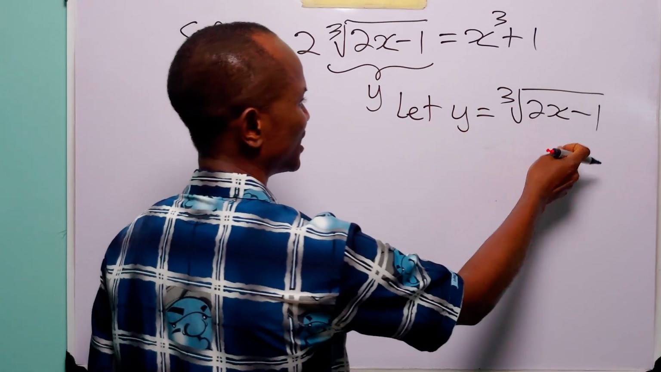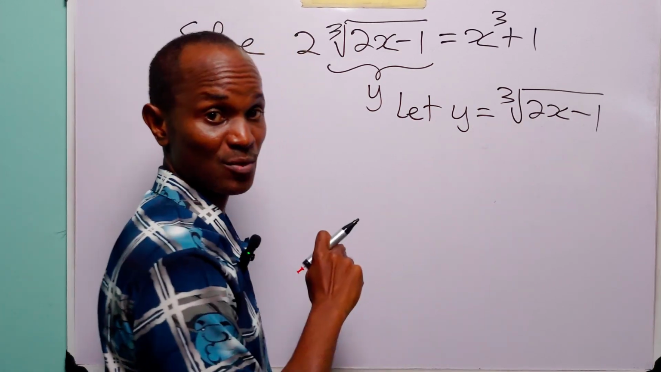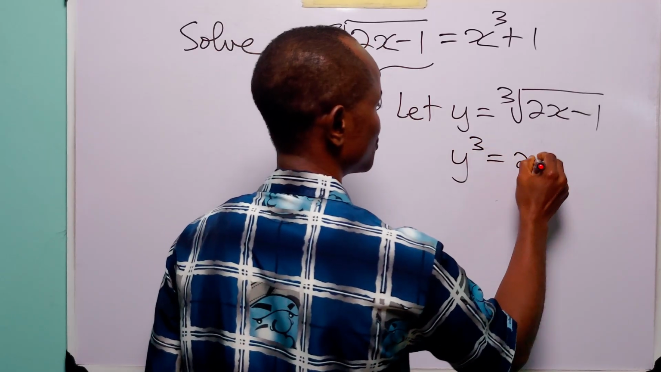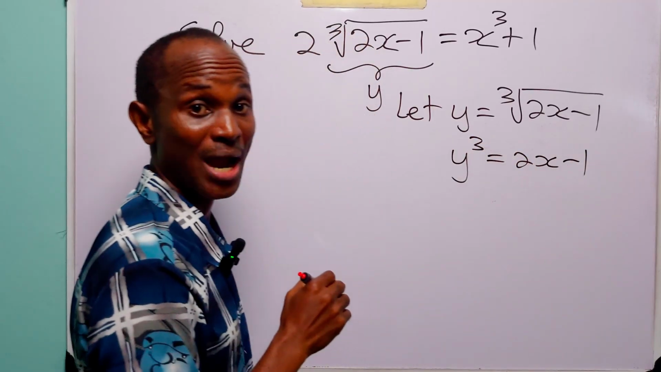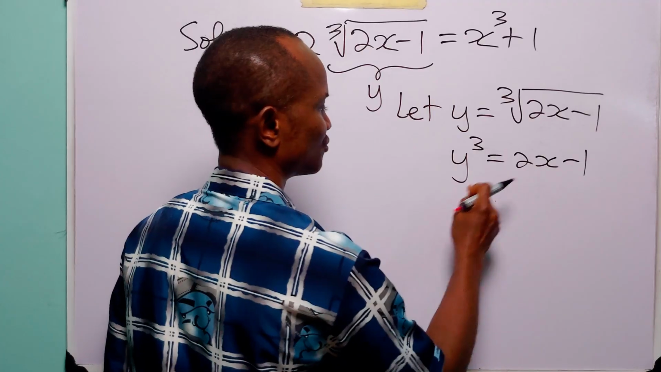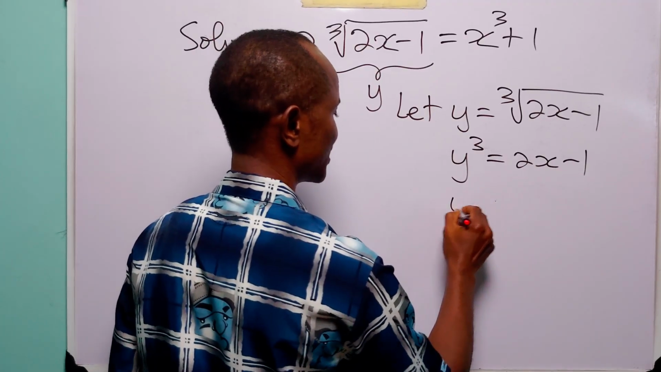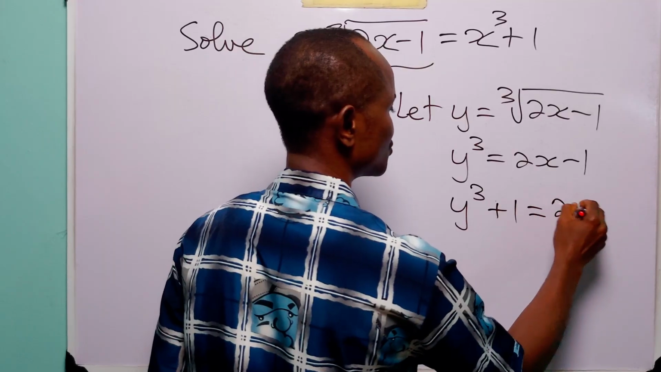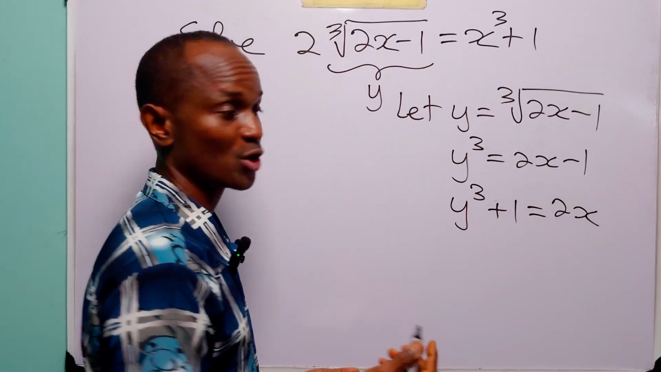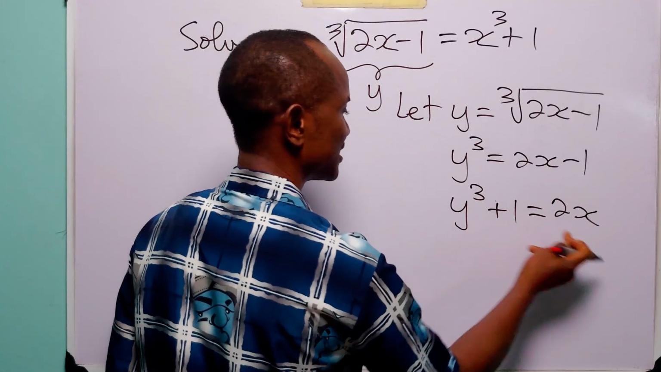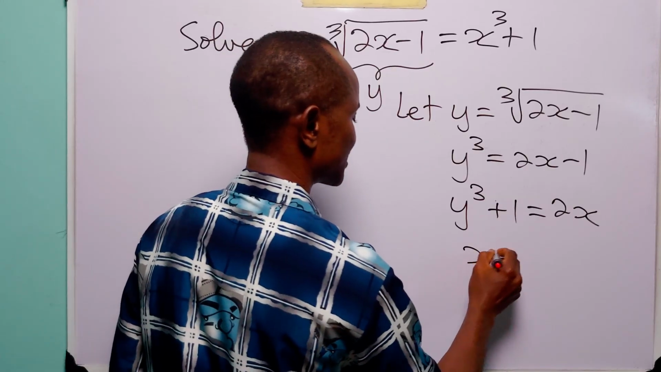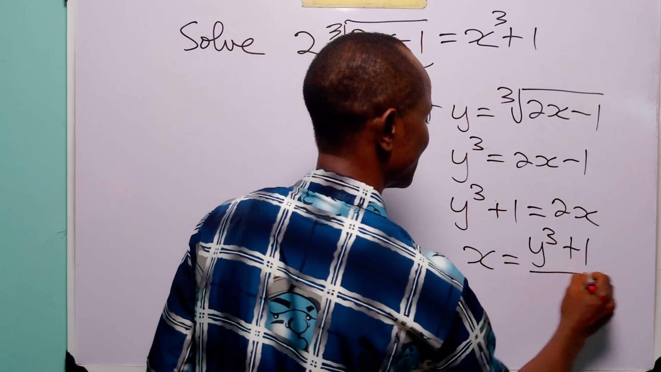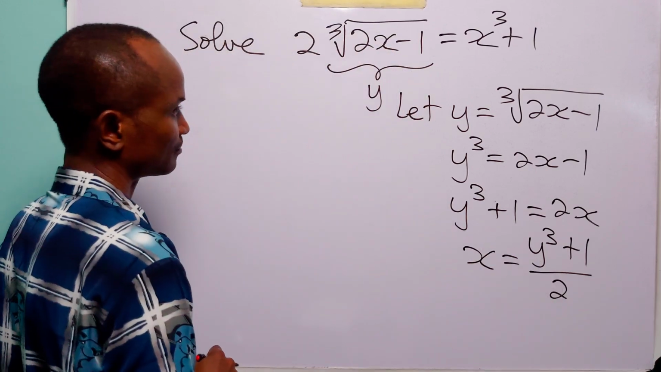Of course, you know that when we cube both sides of this equation, we have that y cubed is equal to 2x minus 1. And when we add 1 to both sides of this equation, we have that y cubed plus 1 is equal to 2x. Of course, when we divide both sides of this equation by 2, we have that x is equal to (y cubed plus 1) divided by 2.